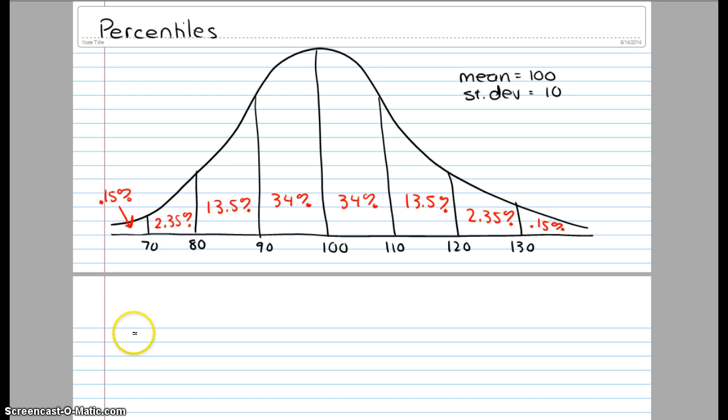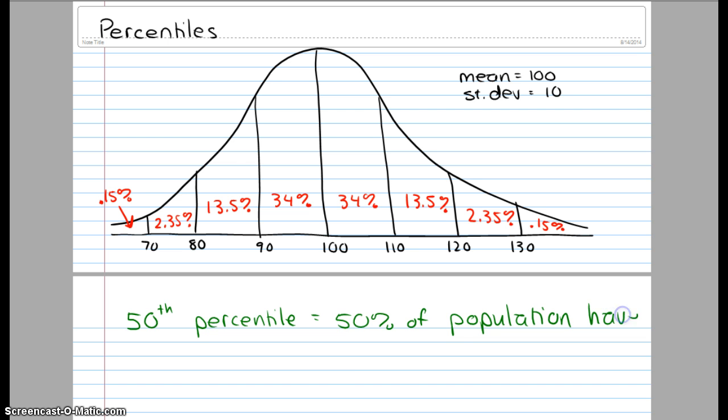If we were in the 50th percentile, that would mean 50% of the population had IQs less than we did. And so 100 is the 50th percentile in our chart.